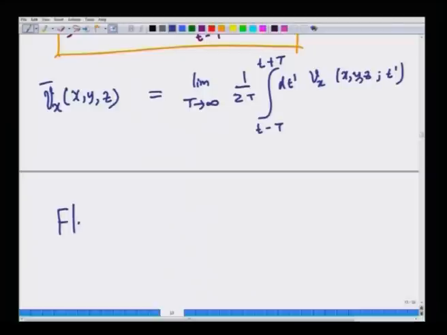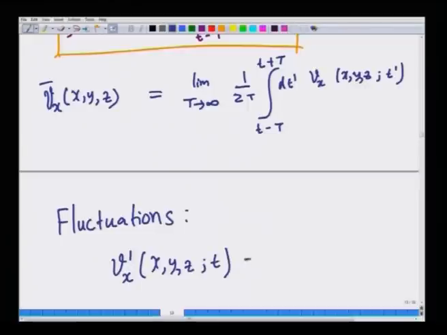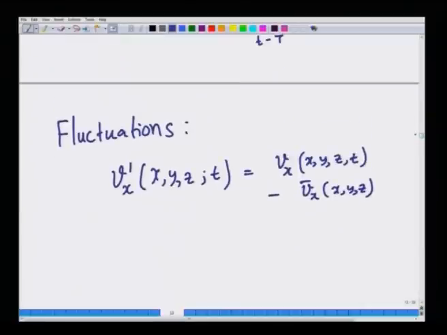Now, we can define fluctuations as deviations from the average. Okay. So, we can define the velocity fluctuation Vx prime as the actual velocity minus the mean velocity. Now, the fluctuations themselves are of course functions of time, because you are subtracting from the actual velocity, which has fluctuations, the mean velocity, which has no time dependence. So, clearly these velocity fluctuations will have time dependence. Okay.